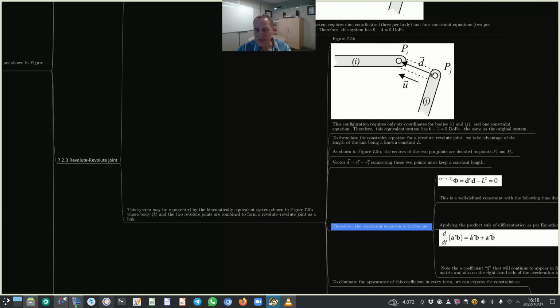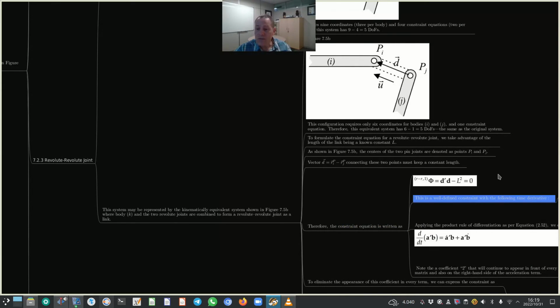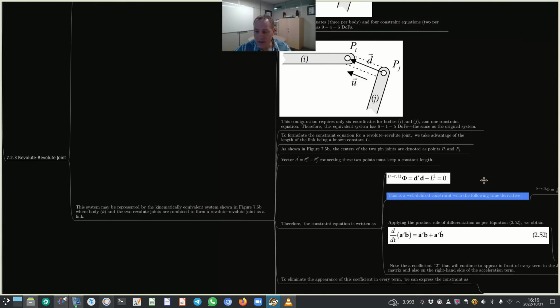This is the dot product of D with itself. If you take the dot product of a vector with itself, you get the magnitude squared, and that's where this constraint comes from. So we take the dot product of D with itself and we subtract the square of the magnitude L, and then it must be equal to 0. That's clear enough. This is a well-defined constraint with the following time derivative.